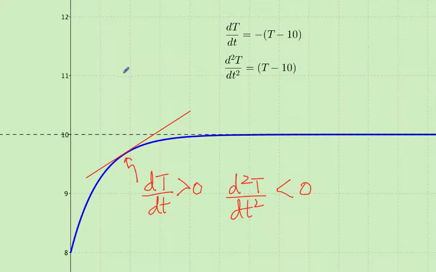So the important lesson to take away from this is that this stable solution had dT/dt less than 0 up over here, and d²T/dt² positive over here, and it's exactly the opposite here.